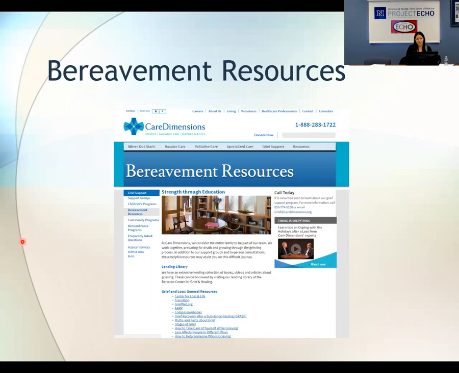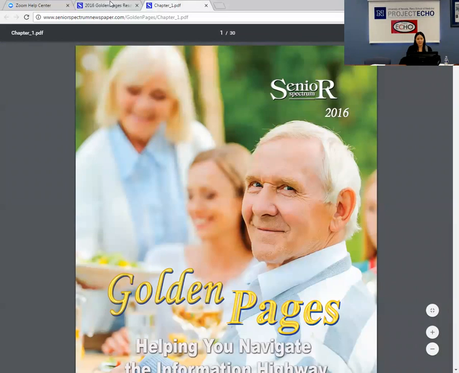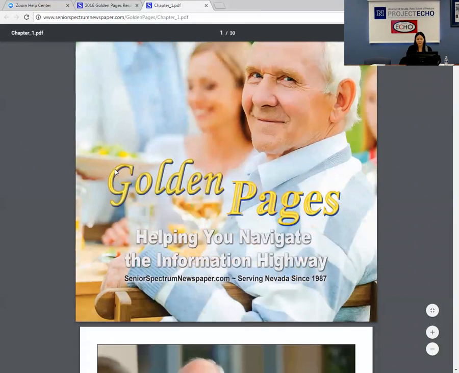Another thing I want to mention when it comes to resources: here in Northern Nevada, we have what's called the Golden Pages. And I should put that up online. In Southern Nevada, you have what's called the Royal Pages. I refer to the Golden Pages as my Bible because it states all the resources that I could possibly think of or need in Northern Nevada. It has hospice, pharmacies, homemakers, companion programs. You can access the Golden Pages online for those of you who are in Northern Nevada. They print this off once a year, so they're in the process of updating it, I believe, in March.